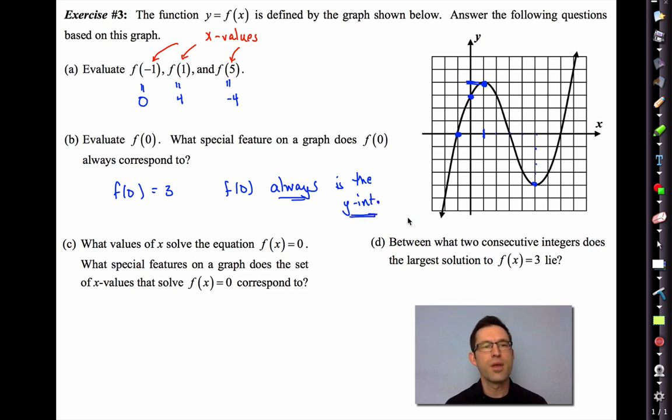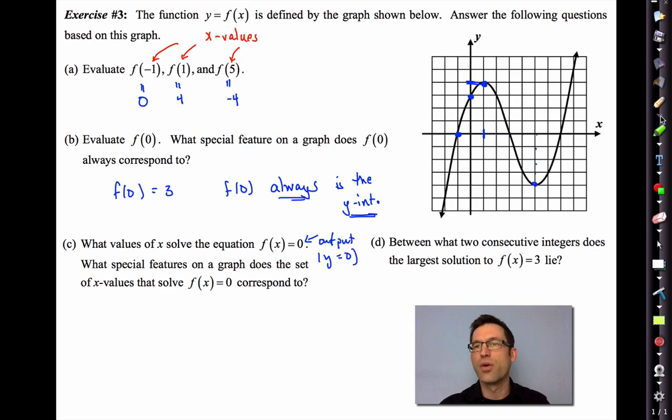Letter C. What values of x solve the equation f of x equals 0? What special features on a graph does the set of x values that solve f of x equals 0 correspond to? Now you have to watch out here a little bit. This one could be easily confused with letter B, right? It'd be, oh, I got a 0, got to put 0 in. Oh, no. This is the output. It's the output. It's y equals 0.